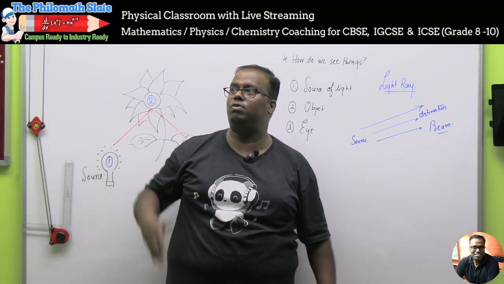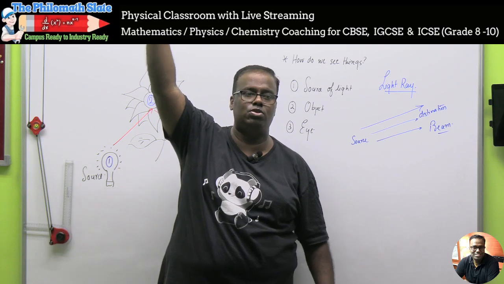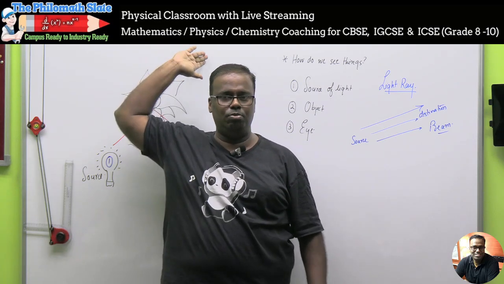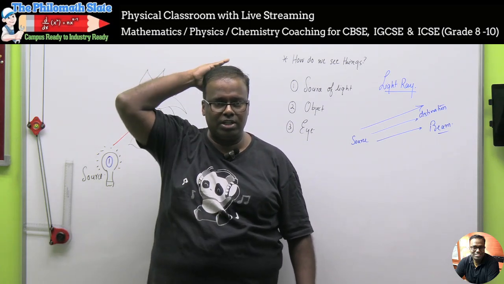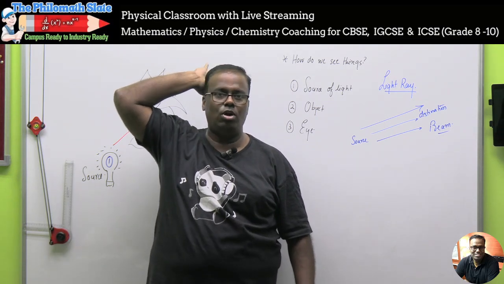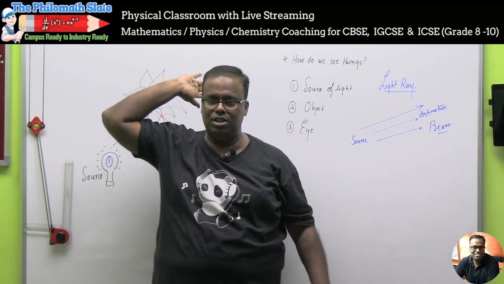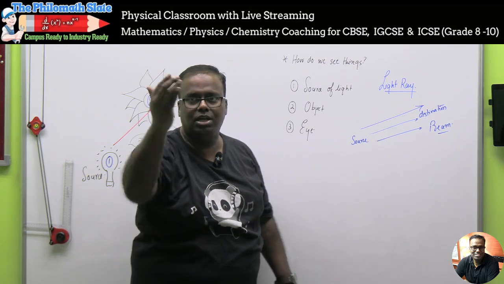Where is the source of light? Sir, there is the source of light. We have source of light. Are they falling on the whiteboard? Yes. Is it getting reflected back on my eye? No. Now what happens if I put a mirror in front of me? The light ray goes on the mirror and comes back to me.